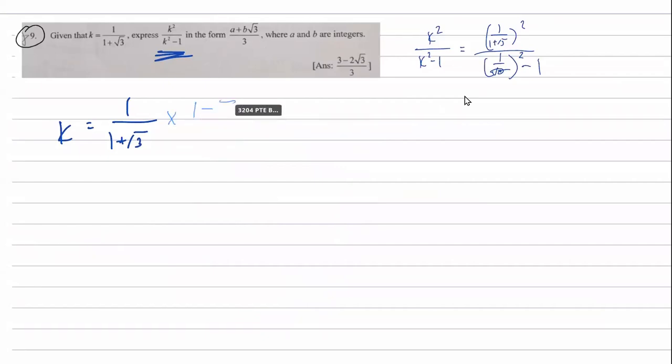Let me just get my charger real quick. Hold on a second. Yes, correct.